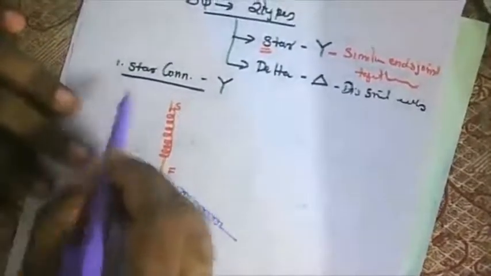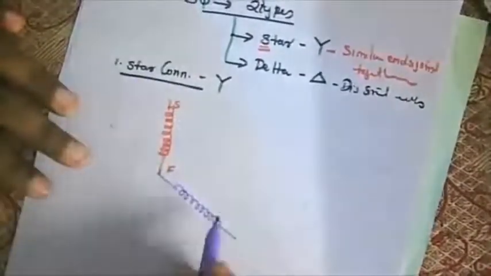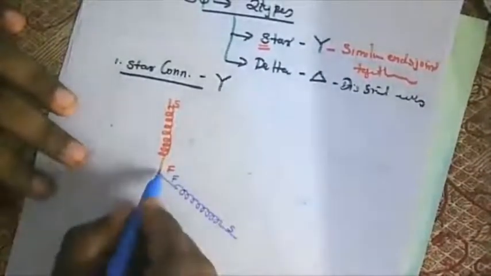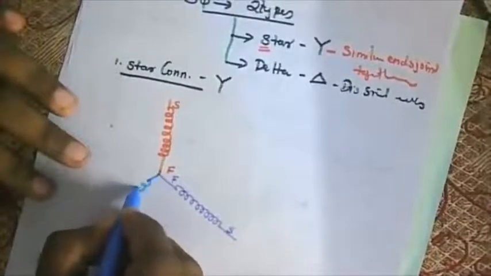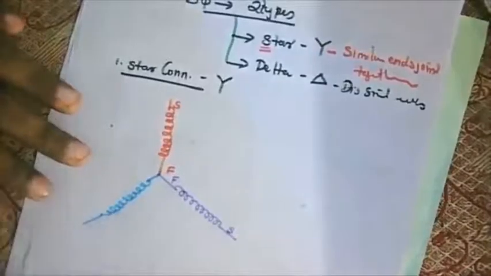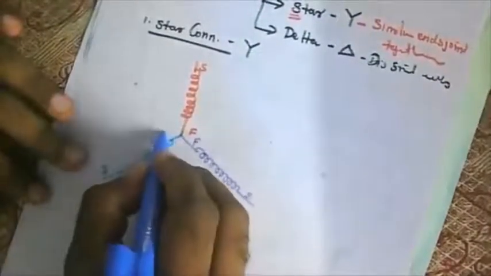What type of connection is this? Star means similar ends. This will be my finish. This will be my start. And once again, I will have my blue at an angle of 120 from the second, or 240 from the first. This will be my start and this will be my finish. You can interchange, no problem. This can be your start, this can be your finish. It doesn't create any problem.